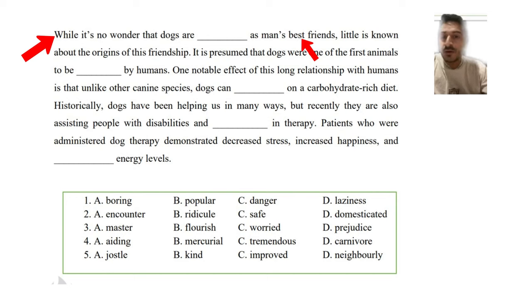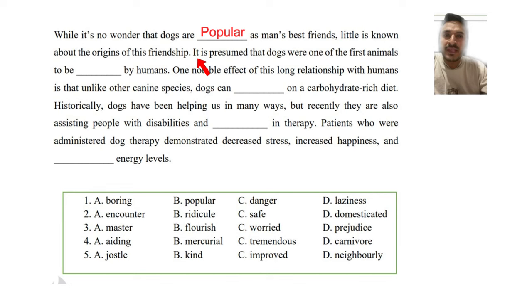In this first line there is no negativity, so you have to choose the right answer related to a positive thing. When you are reading the options boring, popular, danger and laziness, only the popular option is suitable for this blank, because popular means positive thing. Danger, laziness are kind of negative, boring negative. So only popular is different, so the answer is popular.